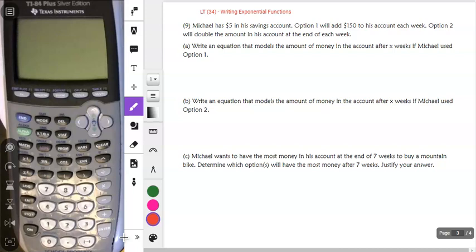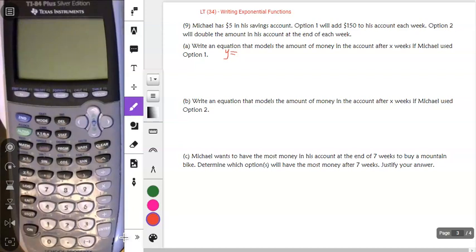So Michael has $5 in his savings account. Option 1 will add $150 to his account each week. Option 2 will double the amount in his account each week. So question A says write an equation. For writing an equation, we know that our equation is going to start with y equals. Write an equation that models the amount of money in the account after x weeks.